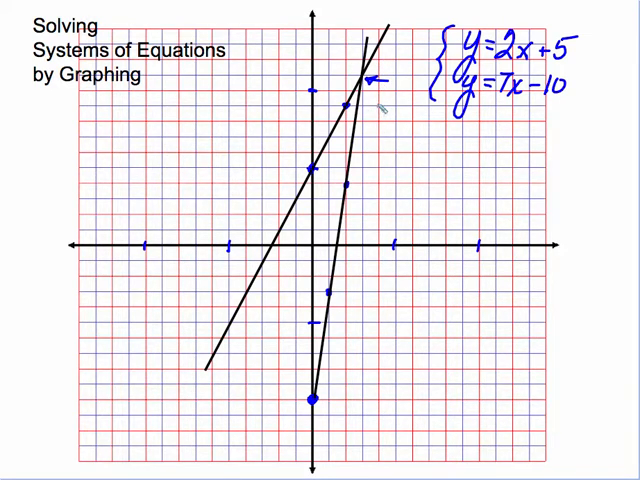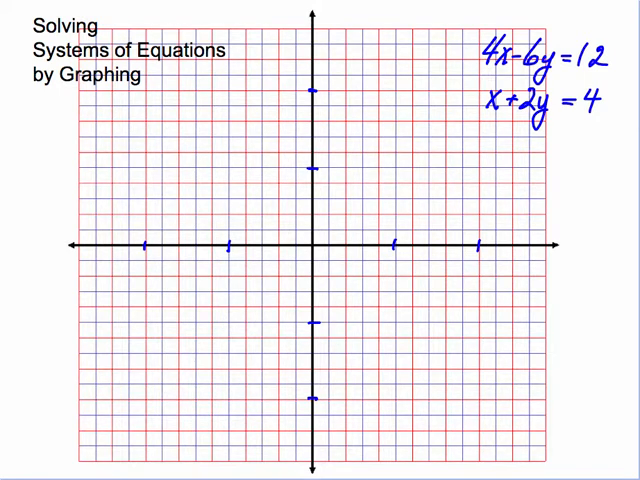And we'll notice that the point of intersection is right over here, and if we were to estimate the coordinates, it perhaps is not quite exact, but it looks like about 3 would be the x-coordinate, and the y-coordinate would be about 11. And it turns out that if you check that answer, it will be exactly 3, 11.